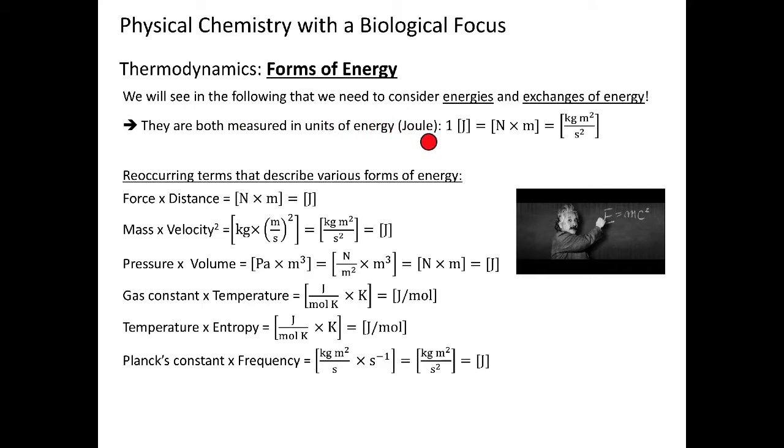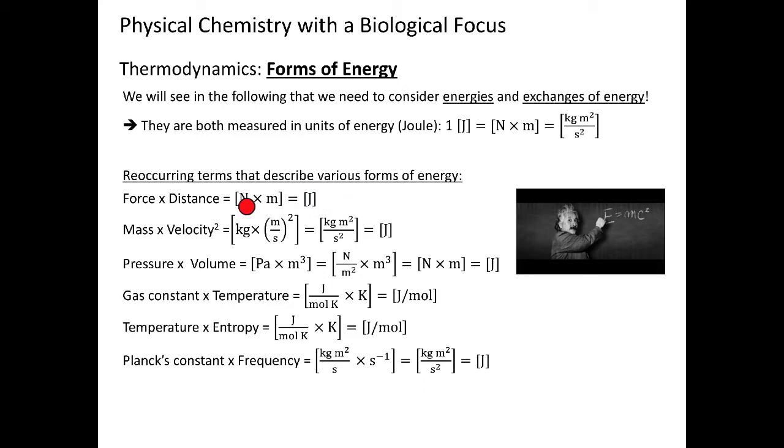So the SI unit for energy is joule, and 1 joule is 1 Newton times meter, or 1 kilogram times meter squared divided by second squared. You will find many different forms of energy and basically small equations that give you units of energy that you will find over and over again. The first one, we already saw that, force times a distance, Newton times meter.